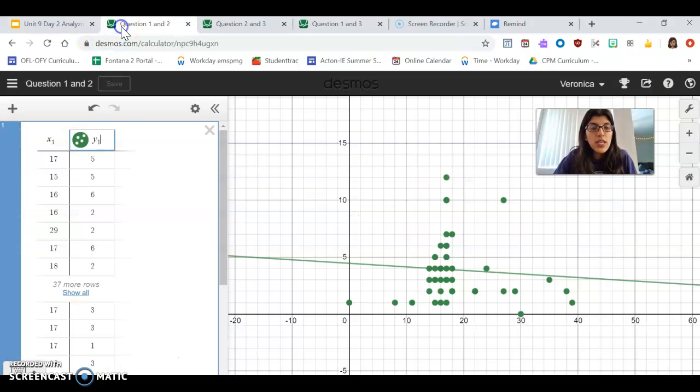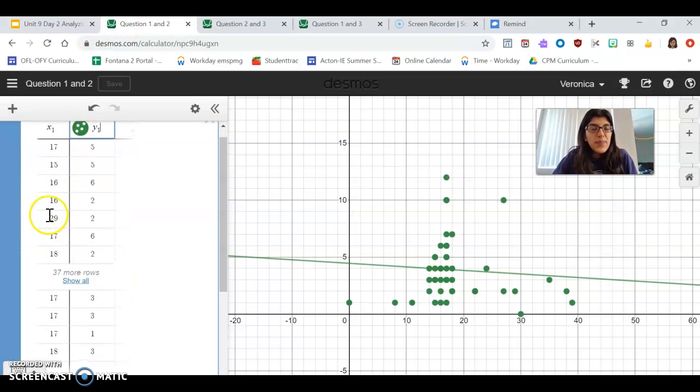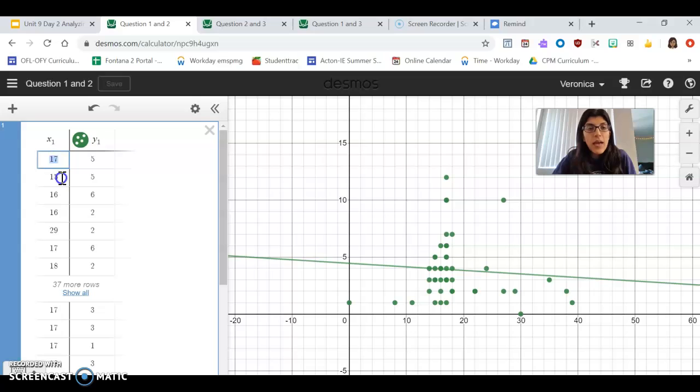So for question 1 and 2, if m is negative, that means as my age increases, the time spent on the phone decreases. Okay, so you just have to match up which one is which. Is it a positive m? That means both are going to increase at the same time. If it's a negative m, that means one increases while the other decreases.